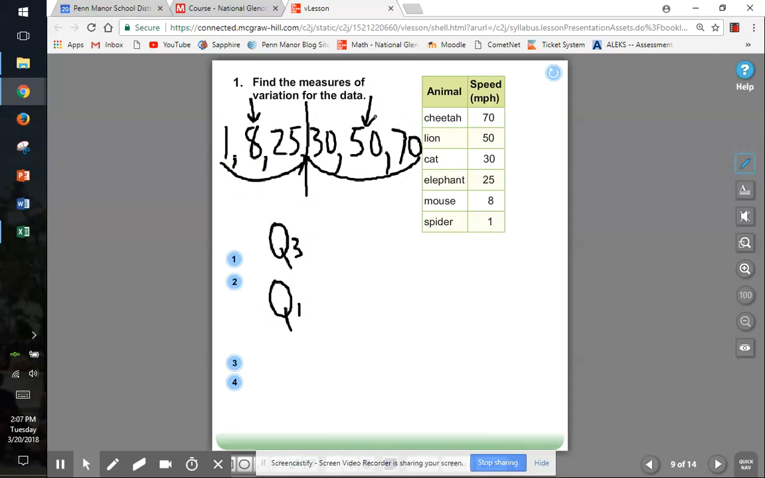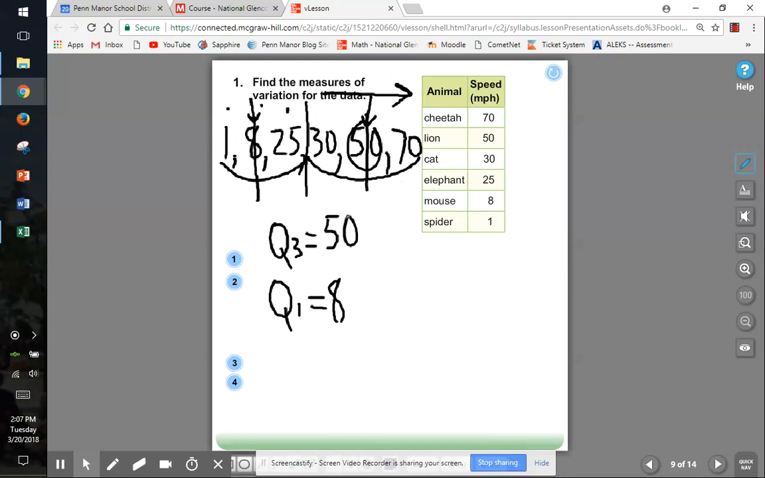Well, I already pointed to what Q1 is. It's the middle of this 1, 8, 25 set. It's the one right in the middle. It's 8. So my Q1 is 8. Q3, it's an upper level set. It's a higher set of numbers. It's going this way on our number line, so numbers will get bigger. It's right in the middle. It's this one right here. Q3 is 50.